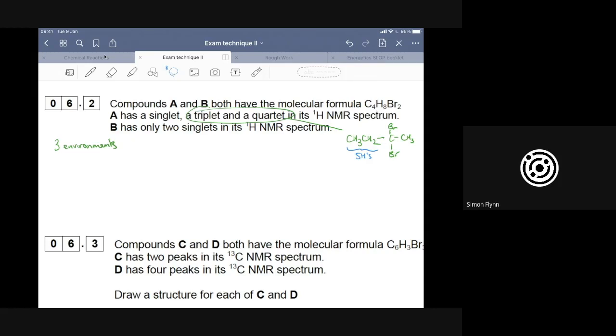And then the 3 environments is more of a confirmation at the end. When I look at it and I think, how many hydrogen environments have I got? I've got 1, 2, 3. So it's a way of checking at the end: does this fit and suit what I've done? Yes, it does. But I didn't try and just do the whole thing from scratch. I took a part of it and thought, well, that's got to be that. And then I just tried to build from there.